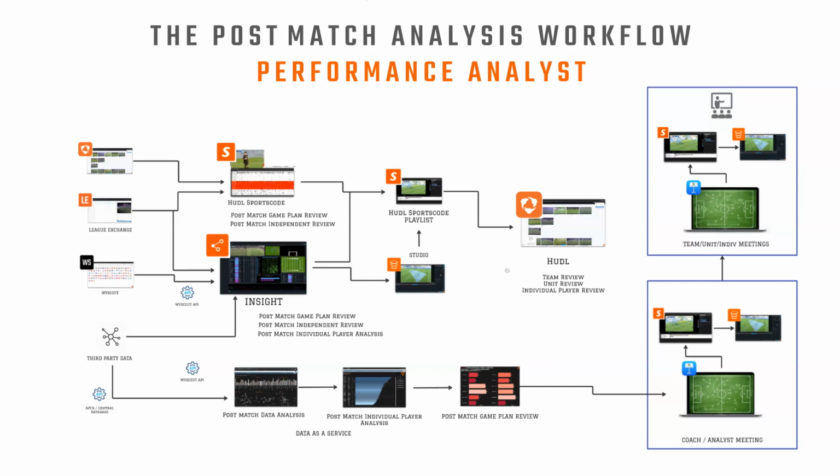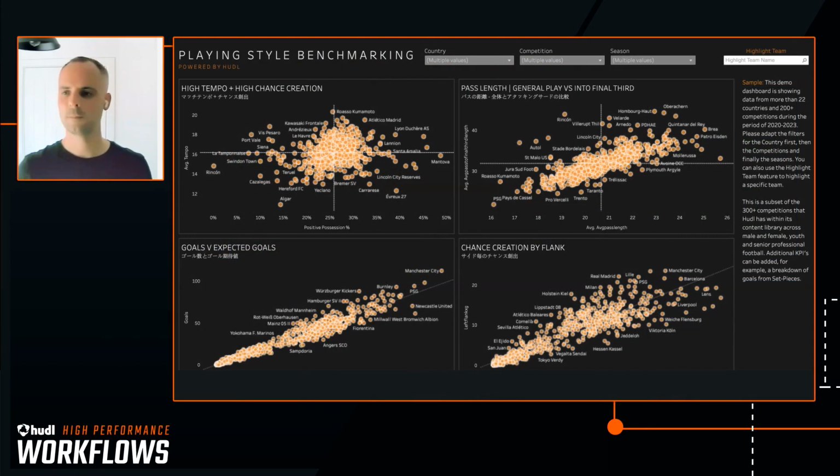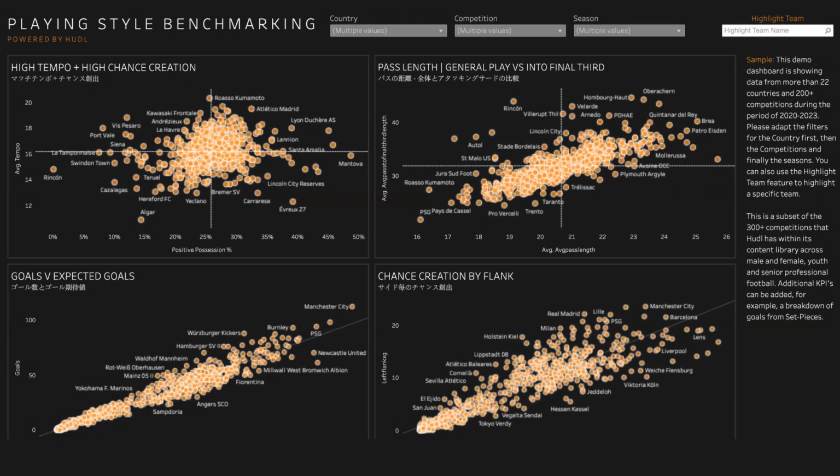So let's dive into the product to find out how these work in real life. So what does a pre-match opposition analysis or post-match workflow look like? I want to start with data. Here is an example of our data as a service dashboards that we use to support teams with the decision-making process, but also workflow efficiency.